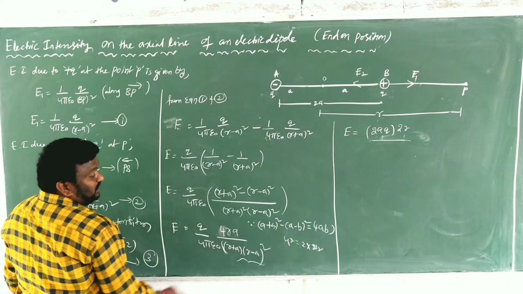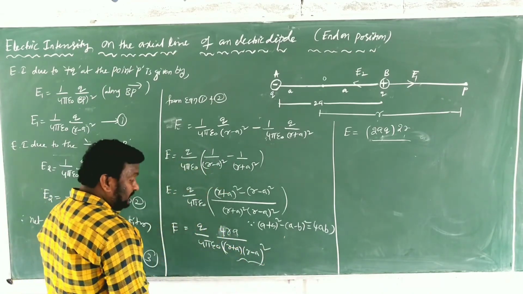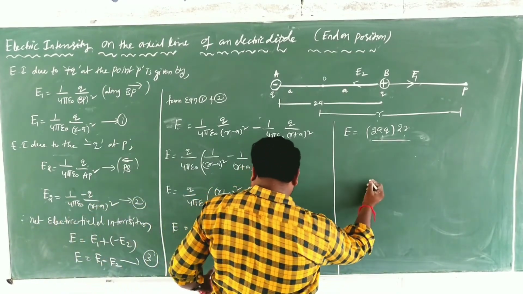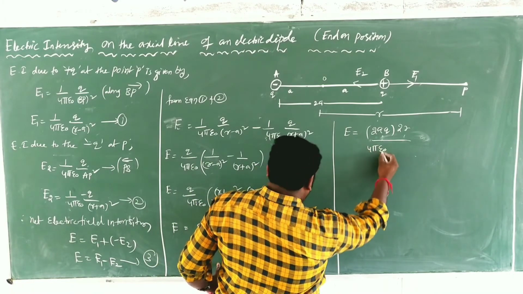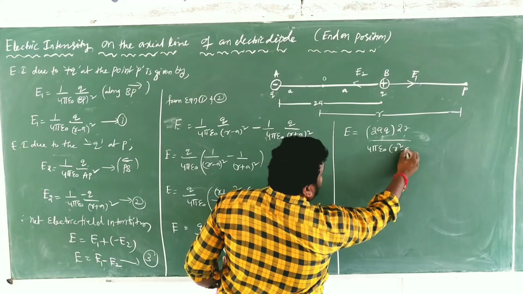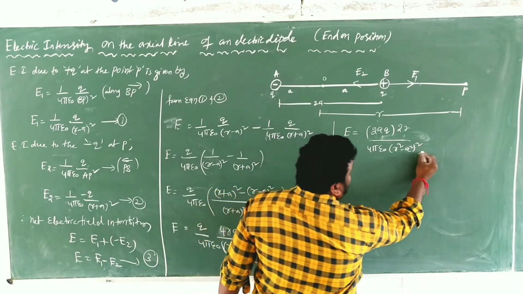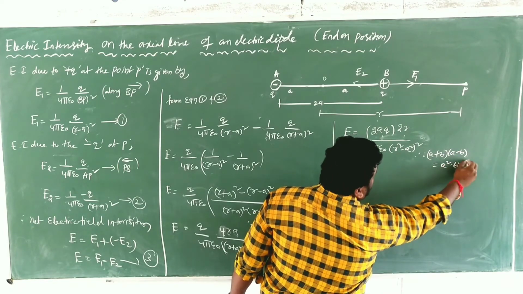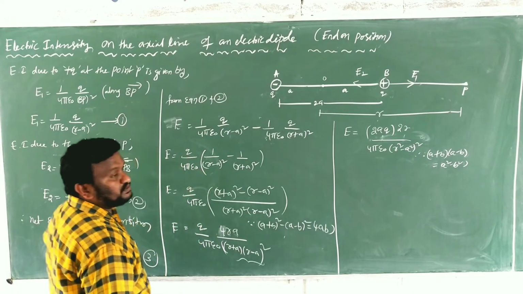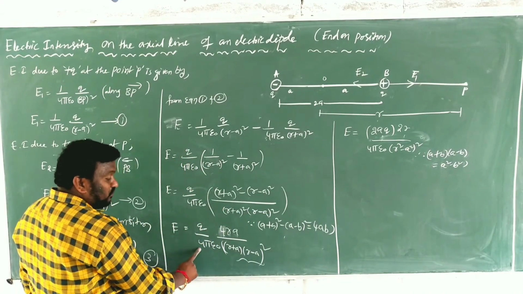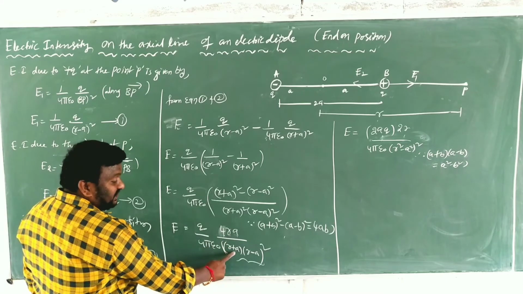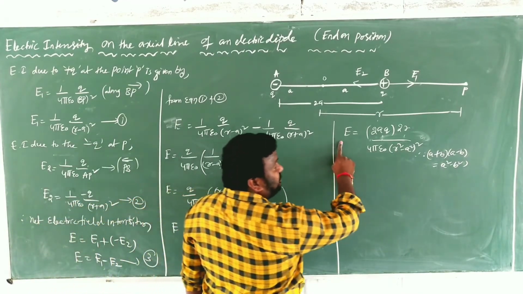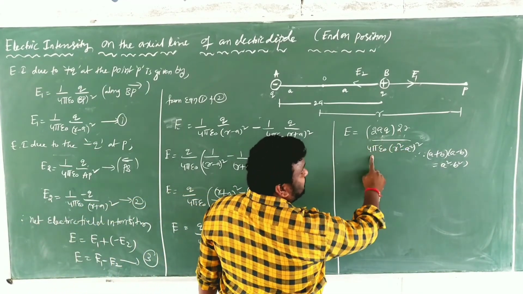2A into Q into 2R by, so how is it, (A plus B) whole square, (A plus B) into (A minus B), then 4 pi epsilon naught into (R square minus A square) whole square, since (A plus B) into (A minus B) is equal to A square minus B square. So E is equal to Q by 4 pi epsilon into 4 into RA by (R plus A) into (R minus A) whole square. Then here 4R should be written like this. E is equal to 2A into Q into 2R by this one.